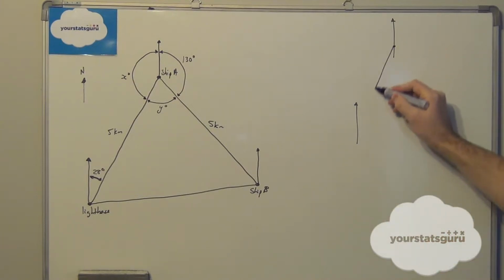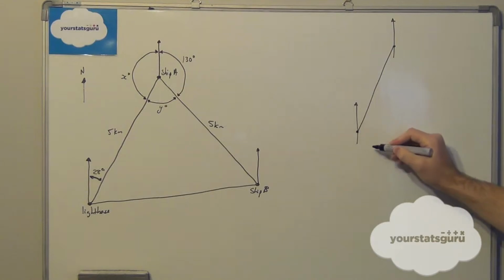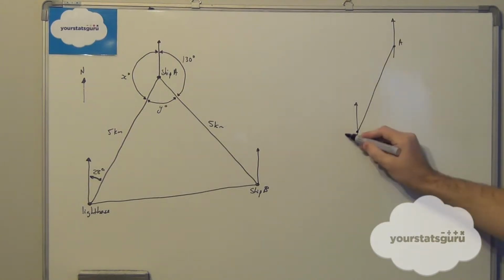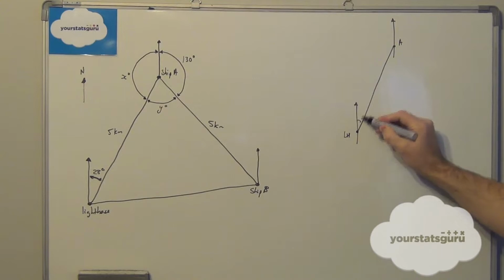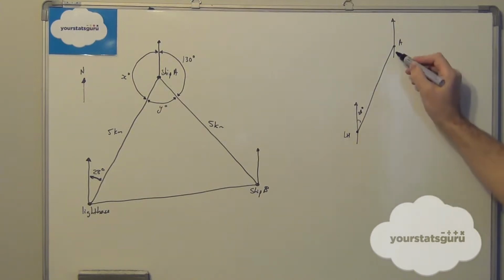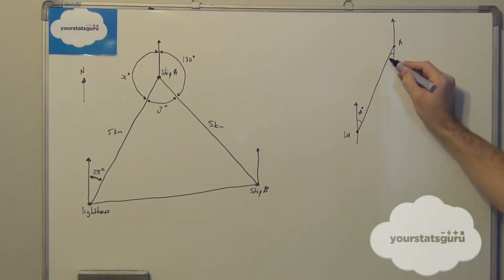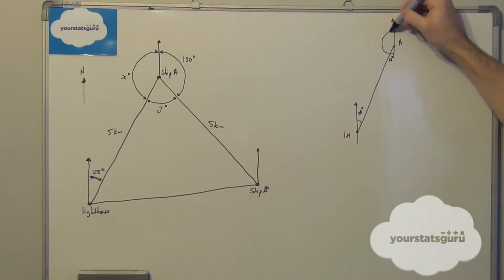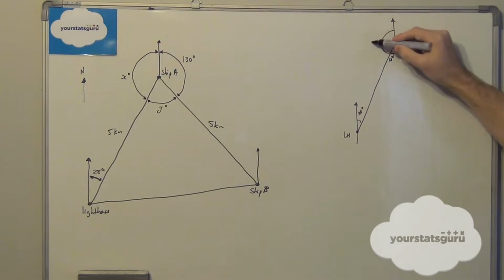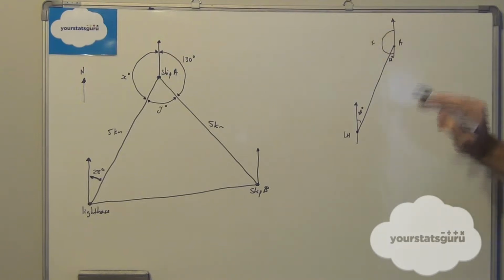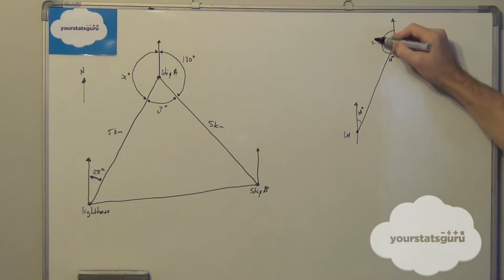So, if I have ship A to the lighthouse, and that angle there is 28 degrees, it tells me, by virtue of being alternate angles, that that angle in there must also be 28 degrees, which means the angle that comes on the outside, which is x, must be equal to 180 degrees minus 28, or 152 degrees.